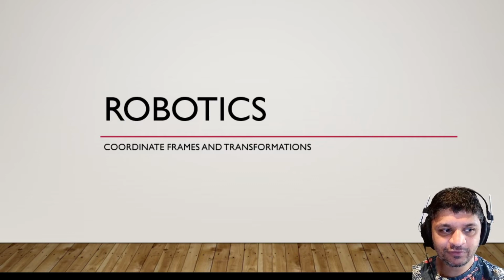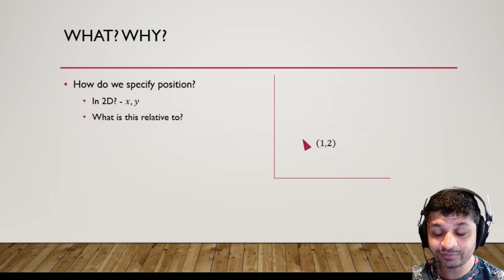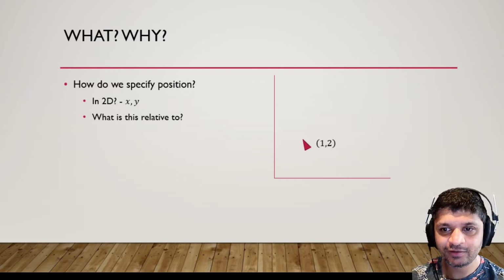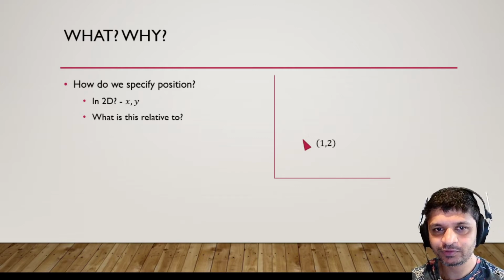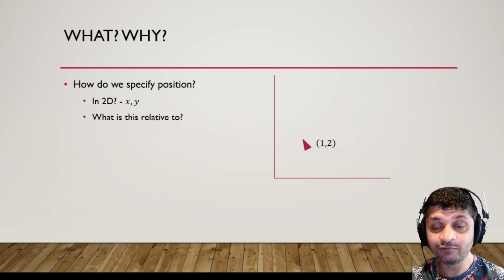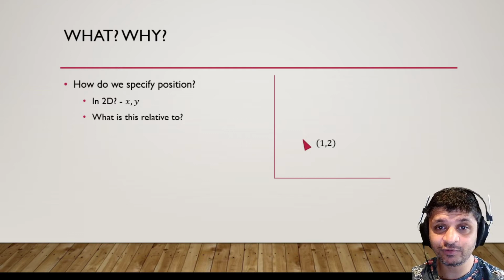So the first question you'd probably have at this point is what? What are we talking about and why are we talking about it? Okay, so the first thing I want to talk about is when we're working with robots, how do we specify position? In fact, when we're working with anything, how do we specify position? Well, if we were working in 2 dimensions, we could specify position as some xy coordinates.